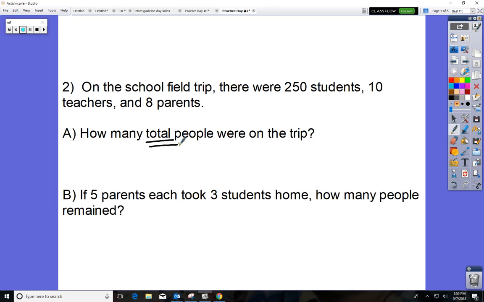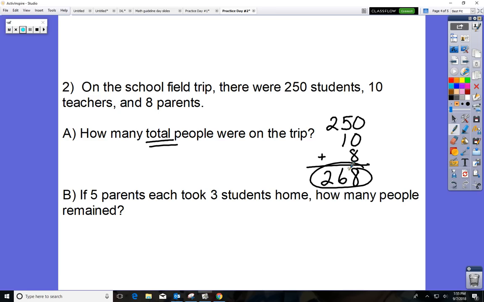In order to find a total in this case, we would be adding together the students, the teachers, and the parents. So I'm going to start by lining these up vertically, putting the longest number on the top. And then I just put my smaller ones as I go down. Start in the ones. 8 plus 0 plus 0 is 8. 5 plus 1 is 6. And 2 plus nothing is 2. So there would be 268 people on the trip.